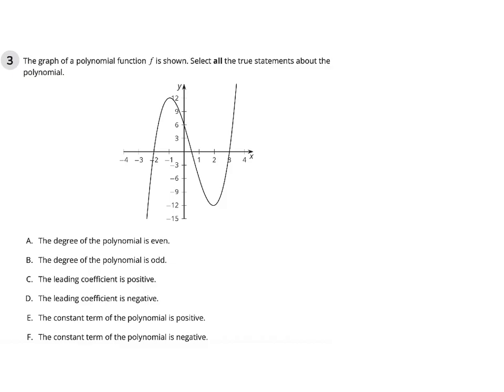Okay, a polynomial is shown. Select all true statements. All, that means more than one. The degree is even. No. The degree is odd. Yes. It ends at different places. This is odd degree. The leading coefficient is positive. That's true. It starts low. It ends high. That is true. D is not. The constant term of the polynomial is positive. The constant is where it comes through the y-axis. It's above 0. So we have 3 truths.